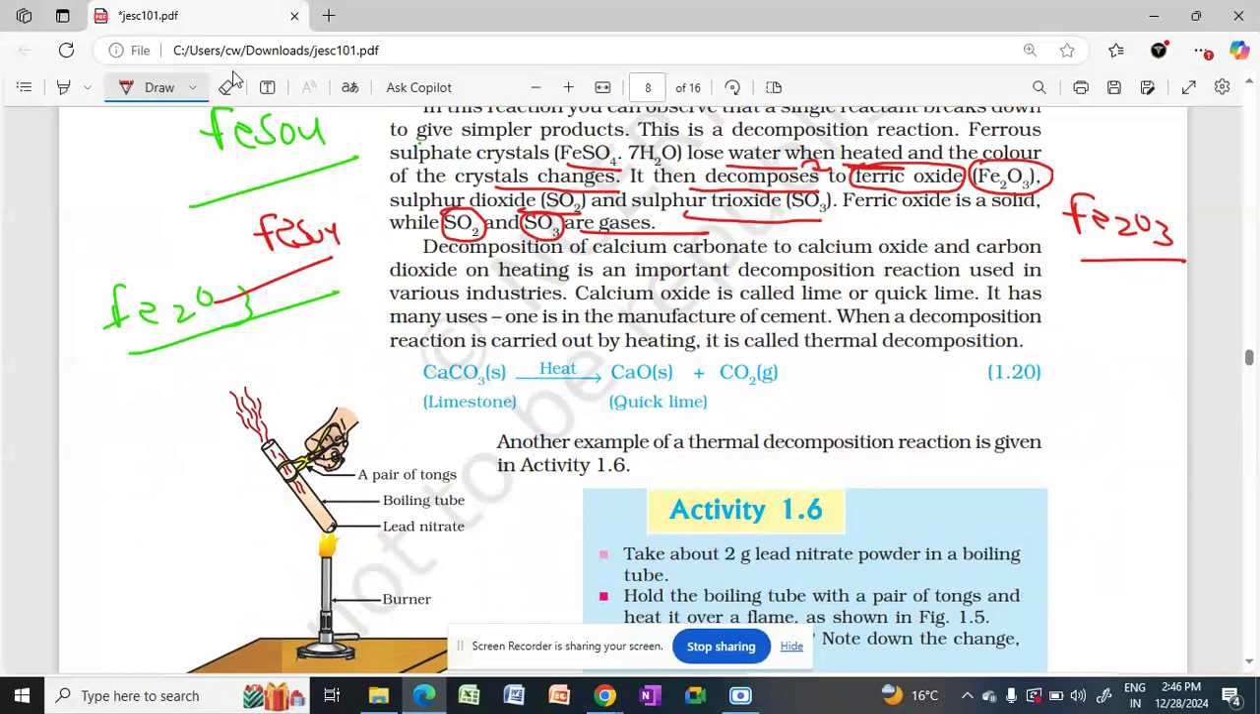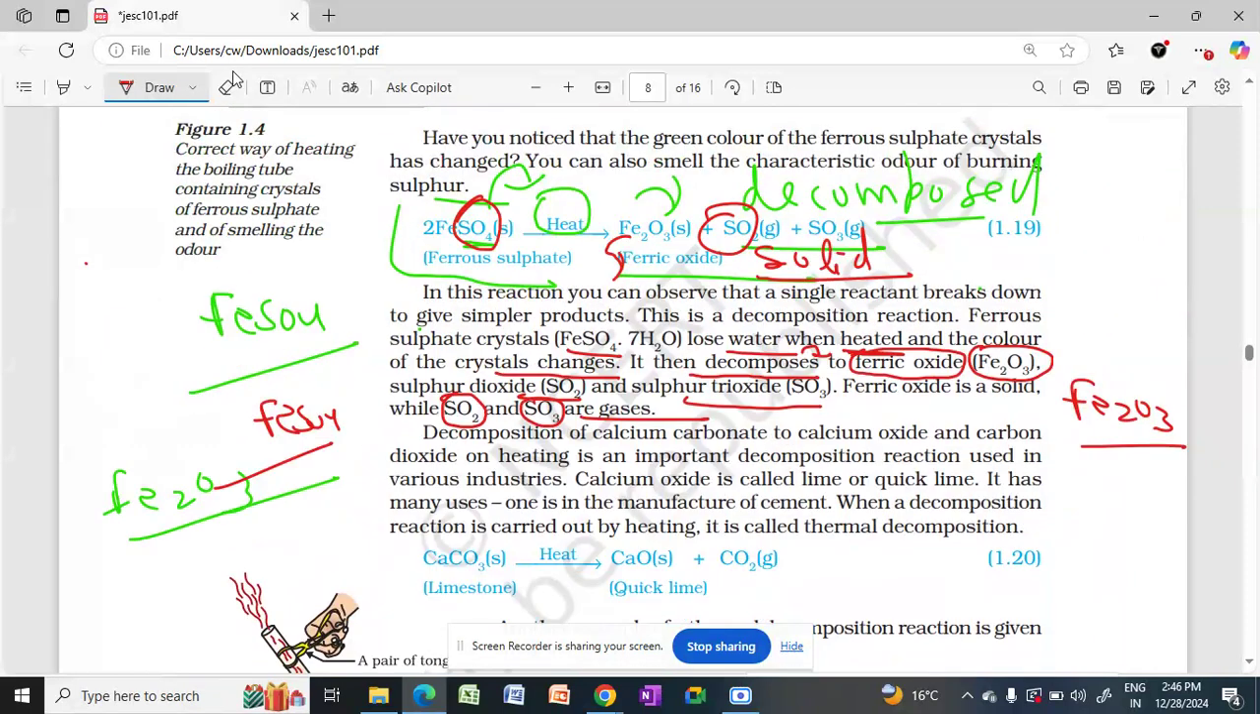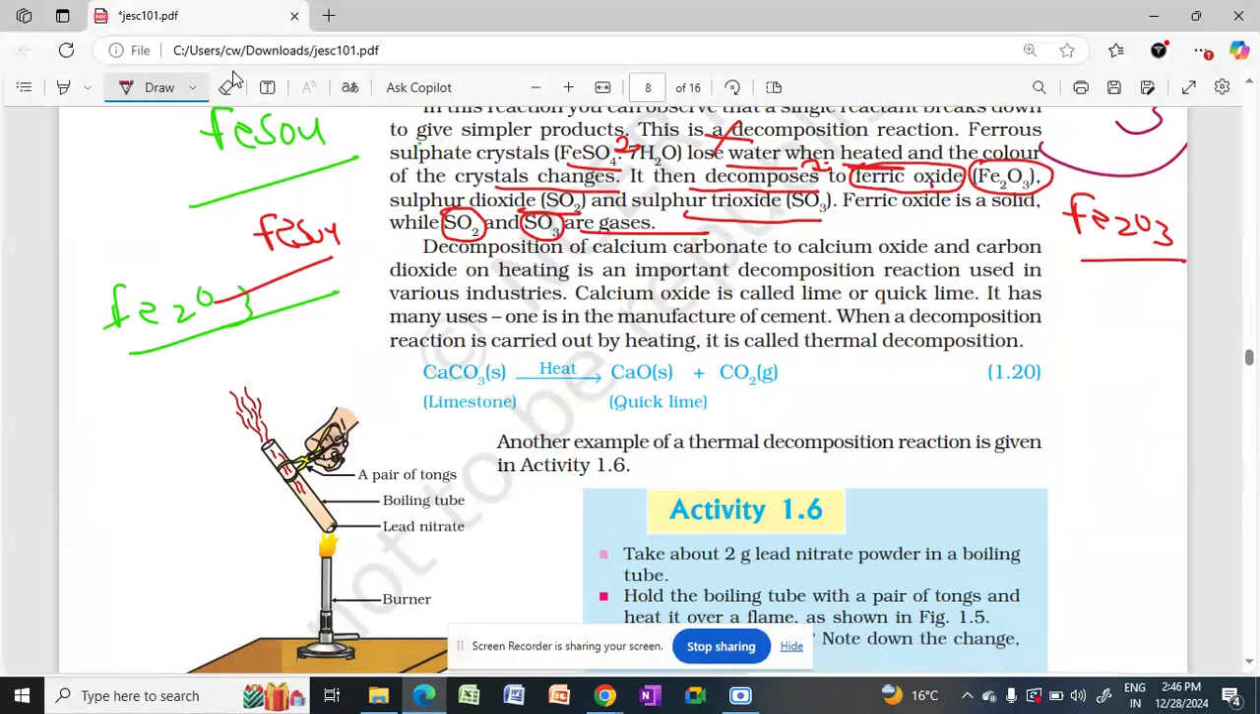So this is the first example, very easy: the water molecules which are associated with the FeSO4, that is the 7 molecules of water. When we heat these ferrous sulfate crystals, obviously they will lose water. And then if we heat it again, we will get ferric oxide, that is Fe2O3, and SO2 and SO3. Clear? Very easy.